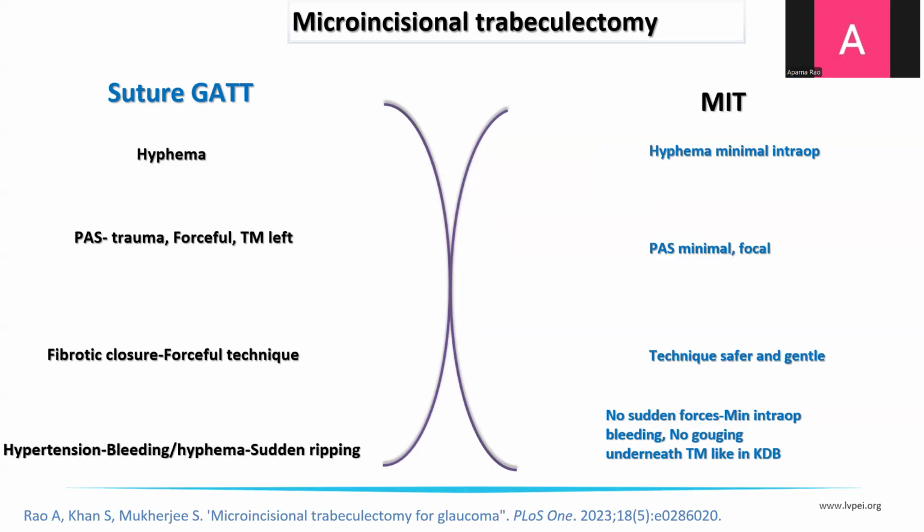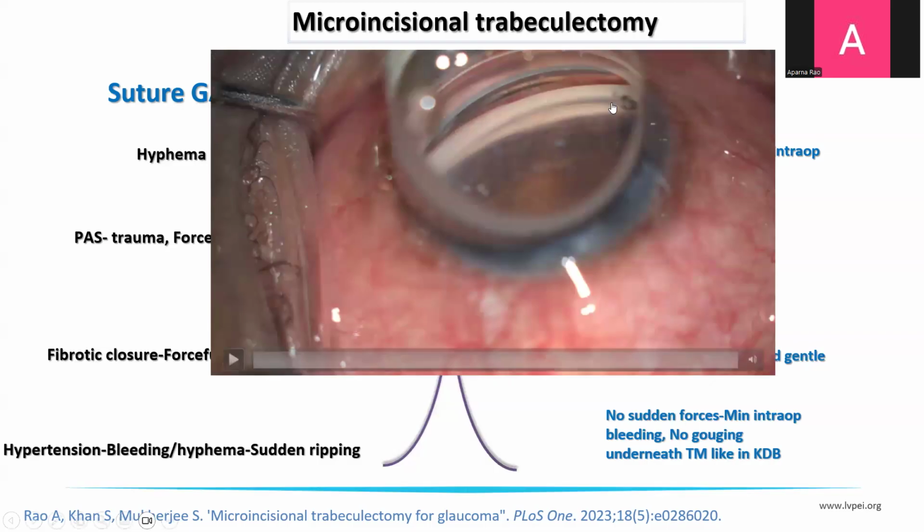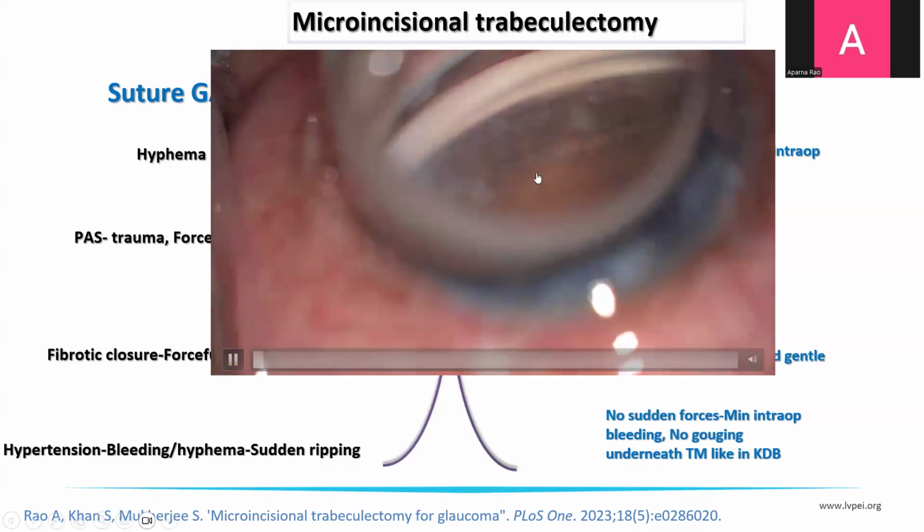Microincisional trabeculectomy ensures minimal hyphema, fewer complications, and a better safety profile compared to GATT, while achieving comparable and adequate IOP control when compared to other MIGS procedures too. Microincisional trabeculectomy involves a gentle stripping of the trabecular meshwork.